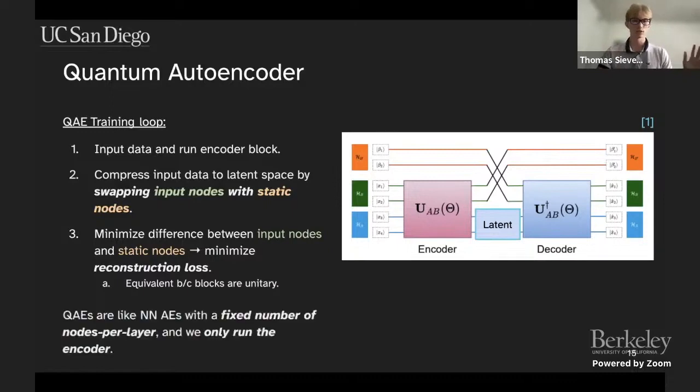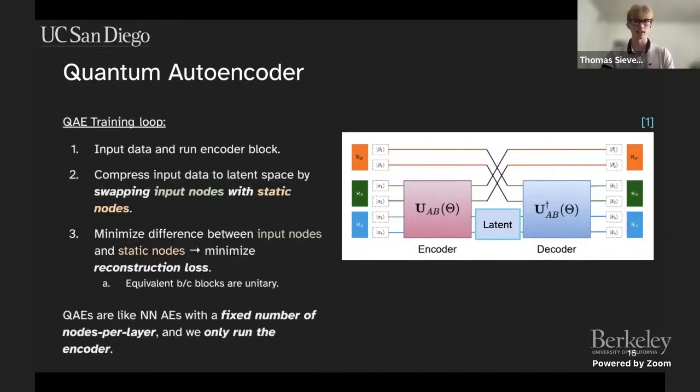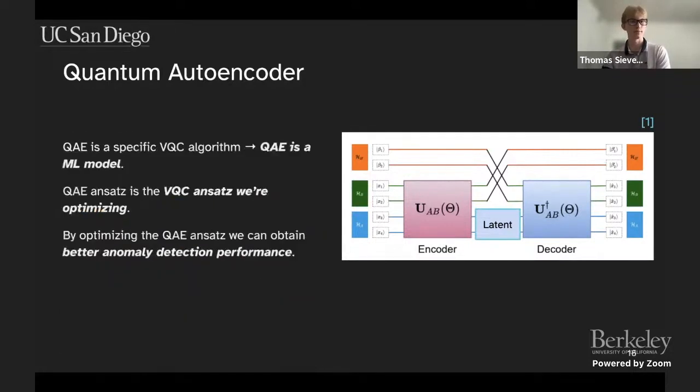The details of why this works are not super important, so I'm going to skip over this for the interest of time. But the main takeaway of contrasting a quantum autoencoder and a regular autoencoder: QAEs are very similar, but they have a fixed number of nodes per layer, and we only actually have to run the encoder block. If people have questions about why that is, I can talk about it afterwards.